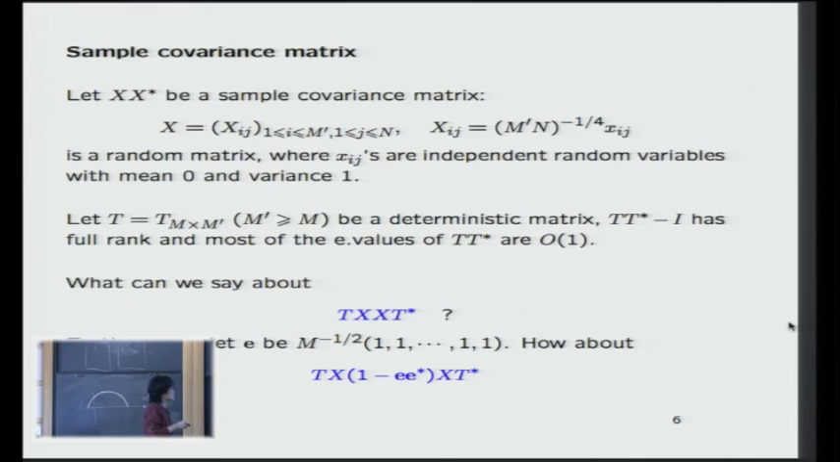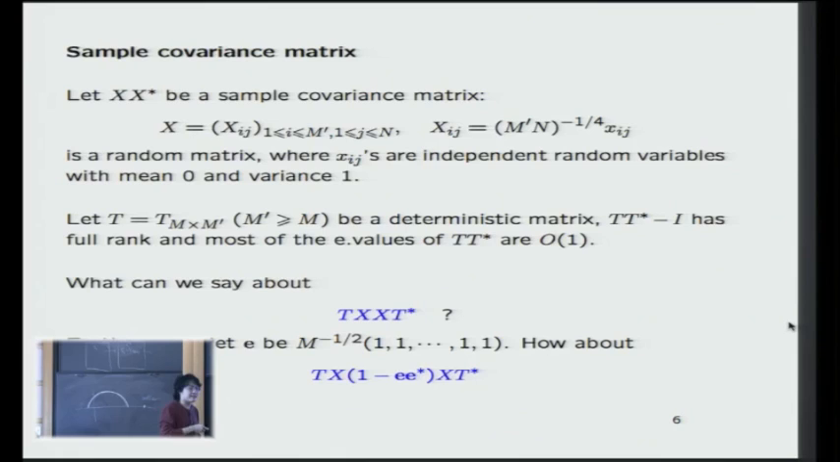And what you can do is multiply by a T. T is just a deterministic matrix. It's not even square, so of course it's not symmetric. If you look at the eigenvalues of T, T star minus I, it's full rank, and most eigenvalues are comparable with the eigenvalues of X, X star here. So our question is, instead of looking at X, X star, what can we say about T, X, X star, T star? It's just a twist. After you twist it, what can you say?